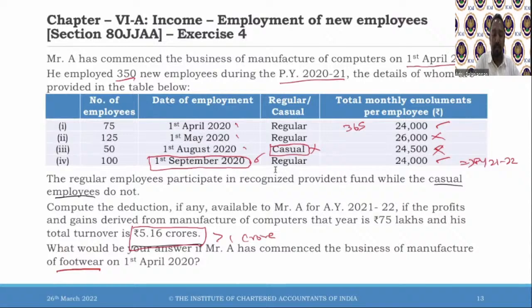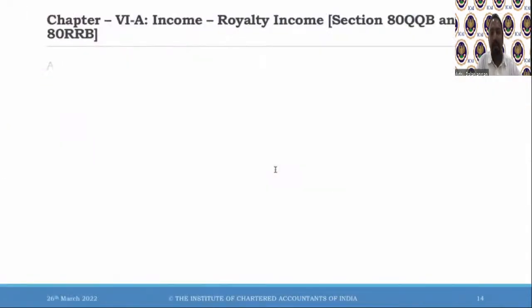So this 80JJAA is what we have discussed right now. As I said, emoluments of additional employees is what will be considered. In the footwear industry, we said 150 days. For the rest, we said it is 240 days. So that's what it is about. We'll move on to the next section, 80QQB and 80RRB.